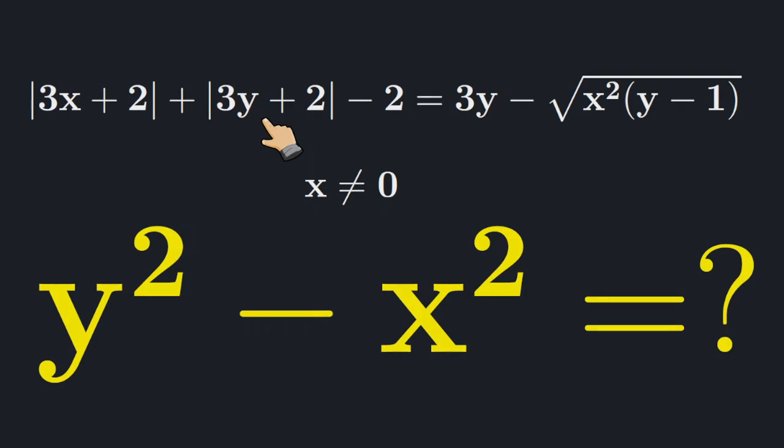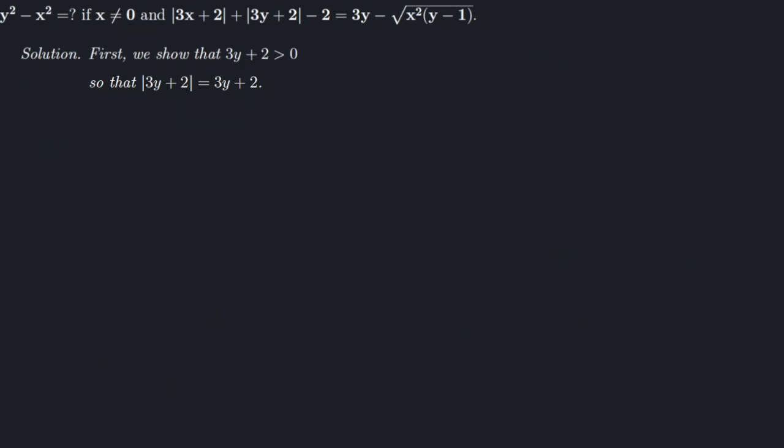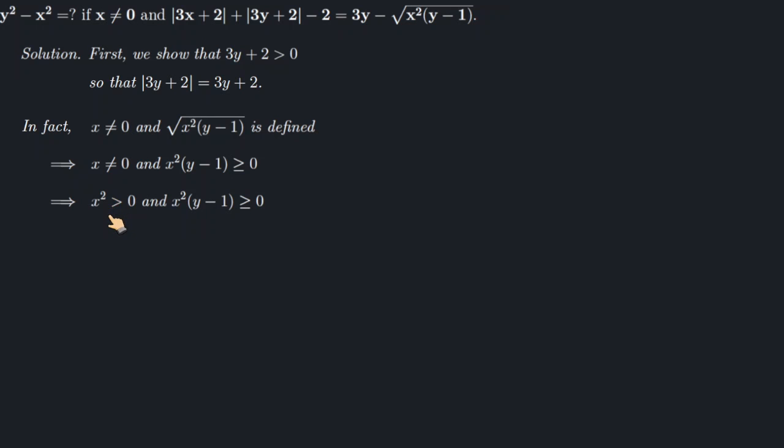To show 3y plus 2 is positive, we look at the square root on the right-hand side of the equation. Since the square root must be defined, the expression under the square root is non-negative, which means the expression under the square root is greater than or equal to 0. Because x is not 0, x squared is positive. So we can divide this inequality by x squared. The direction of the inequality remains the same.